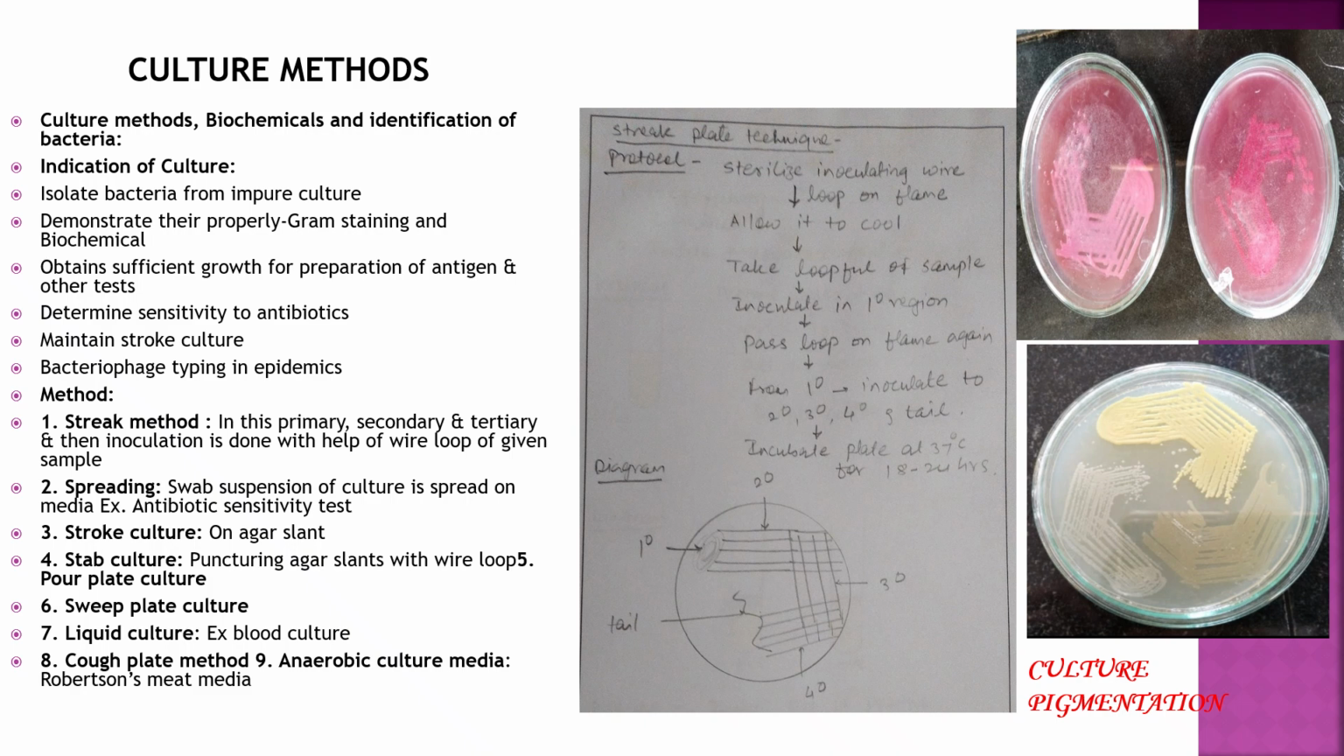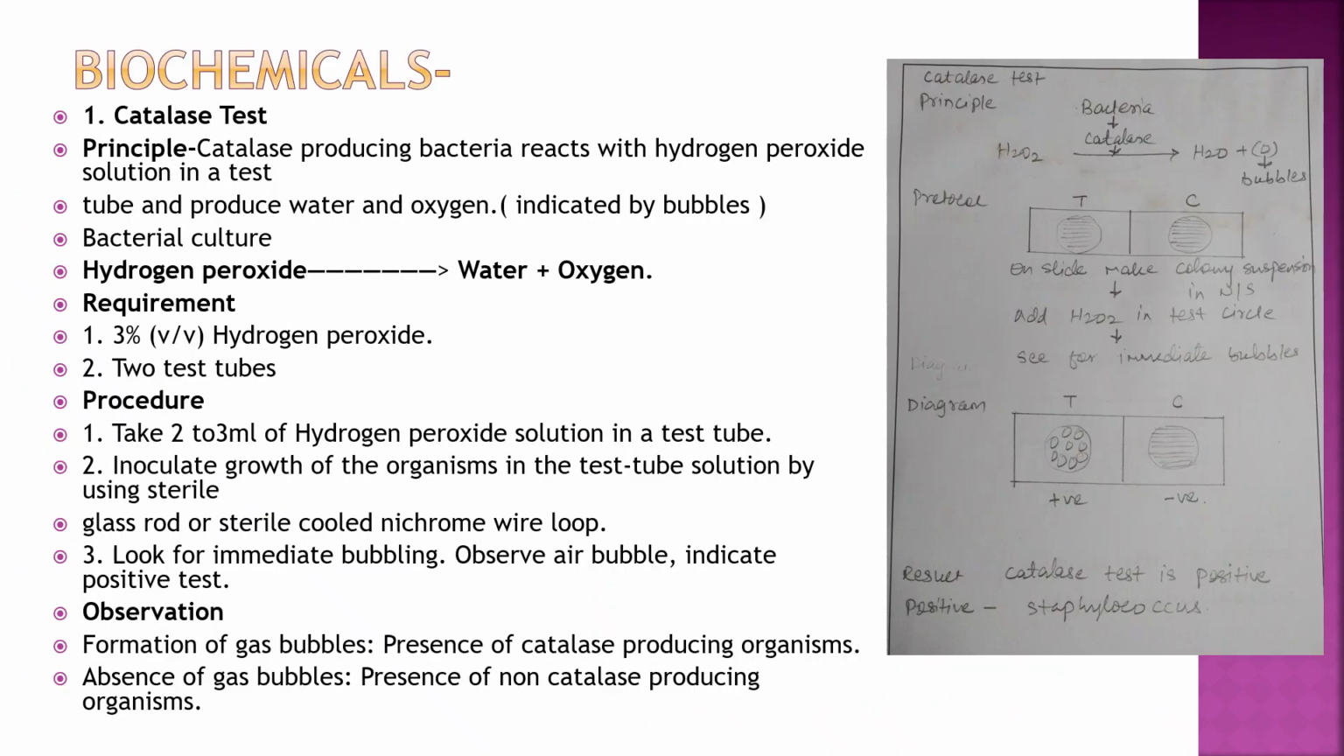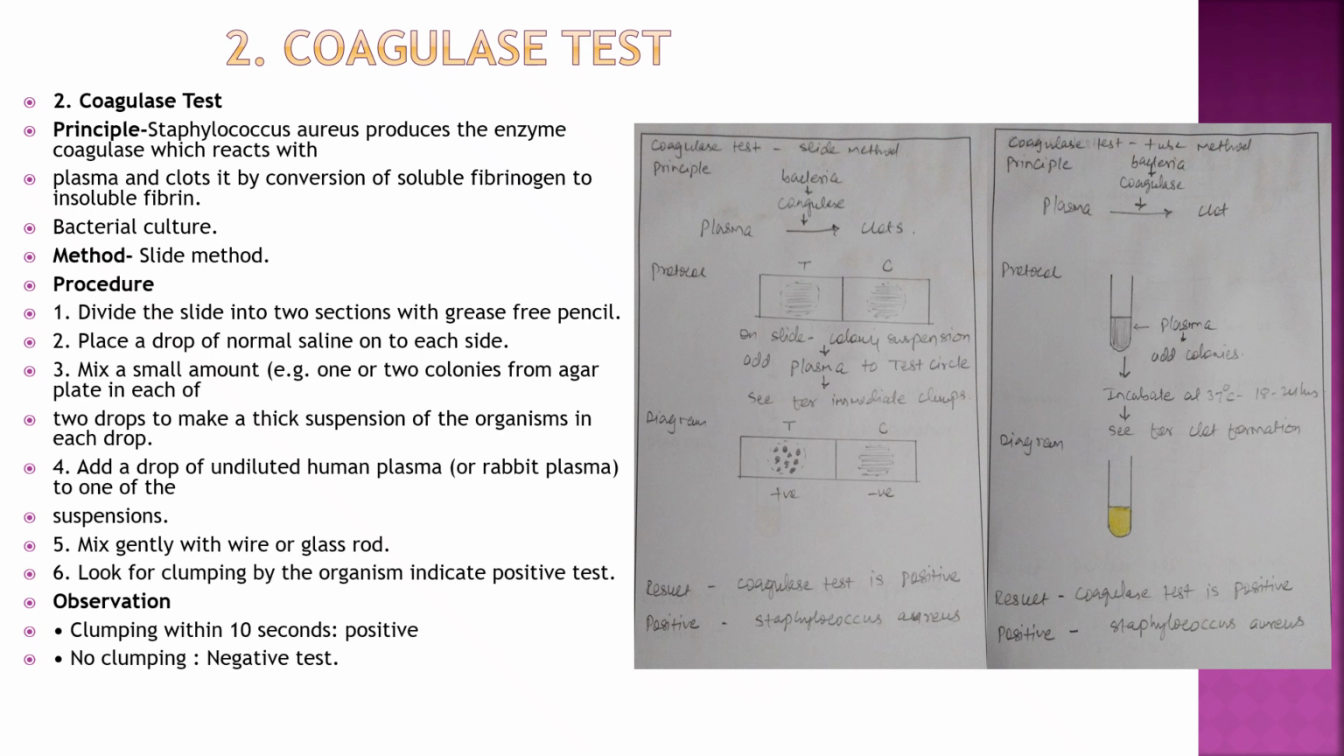Now we will see biochemical reactions for the confirmation of the bacteria. For gram-positive bacteria, that is Staphylococcus, we have to do catalase and coagulase tests. For catalase, take 1 drop of colony suspension, add H2O2 and look for bubbles. Catalase is positive in Staphylococcus aureus. Coagulase test can be done by slide or tube method. Take 1 drop of colony suspension, add 1 drop of plasma and look for clumps. Positive coagulase test is seen in Staphylococcus aureus.